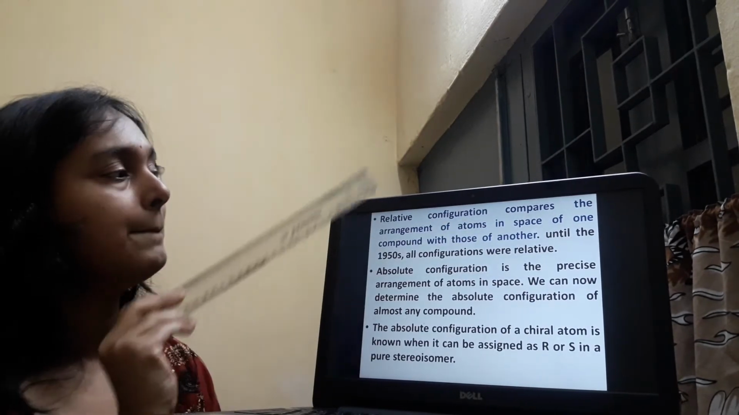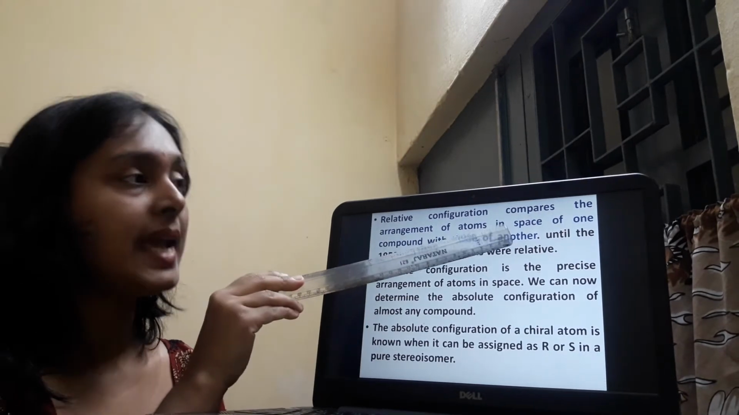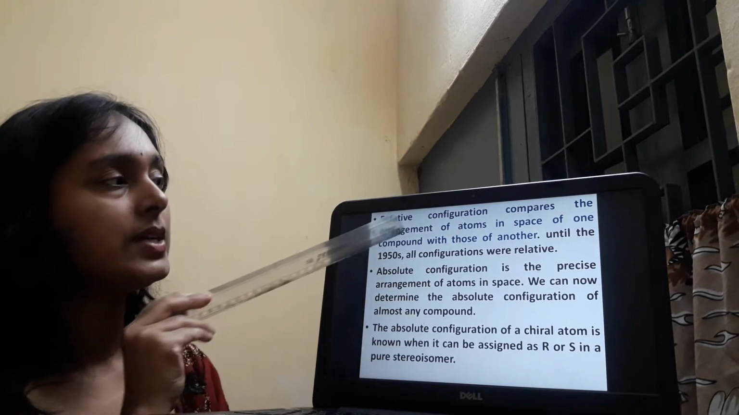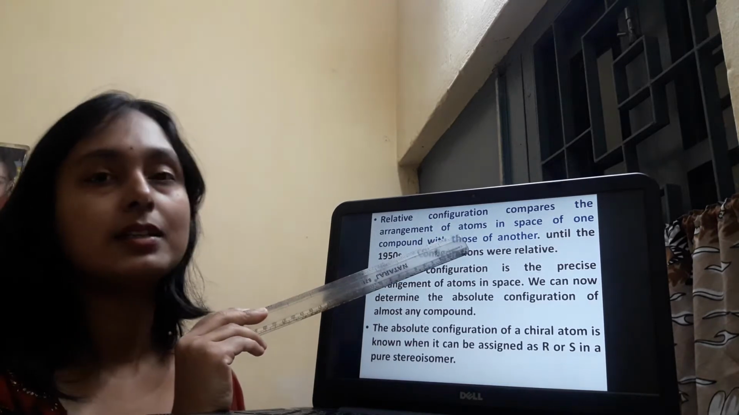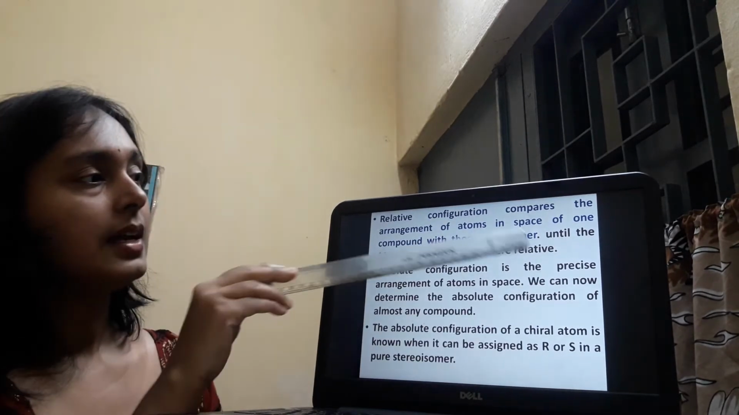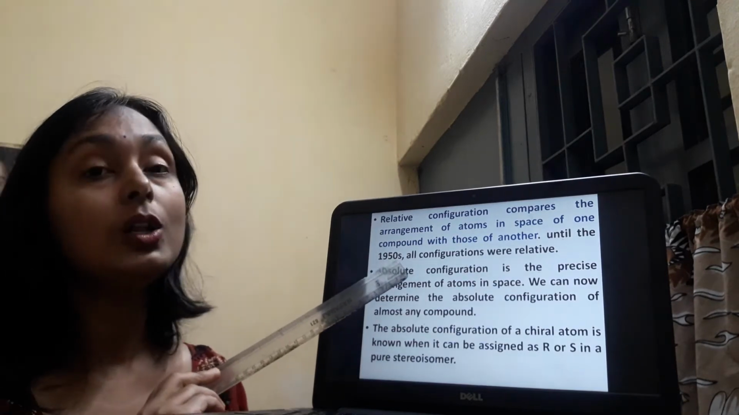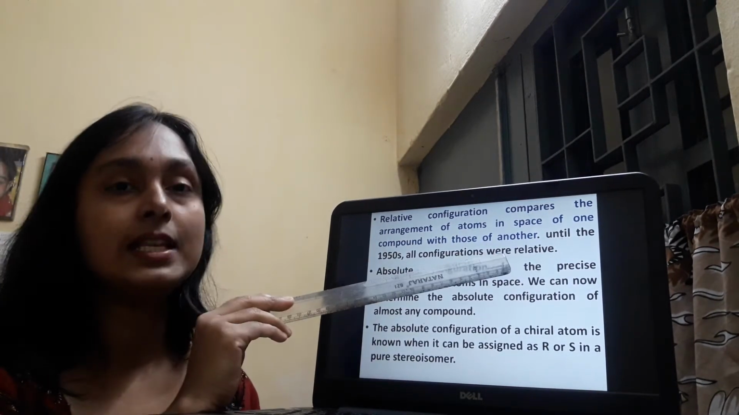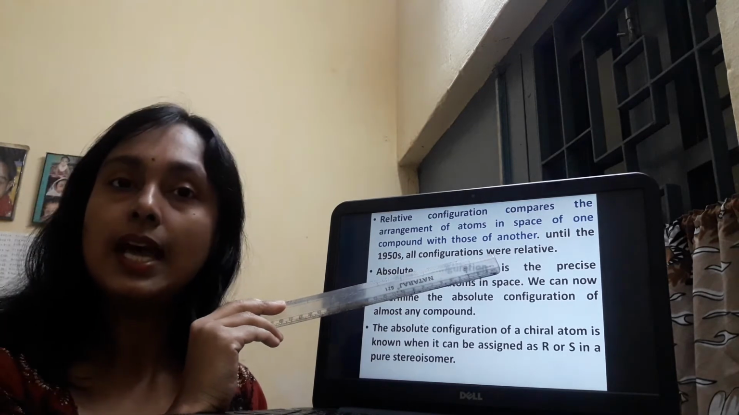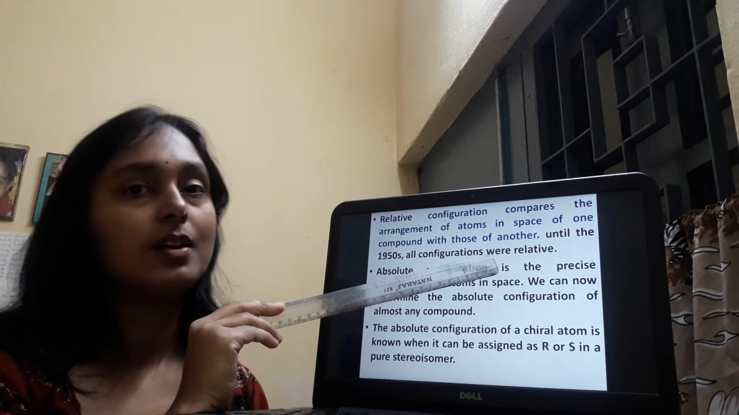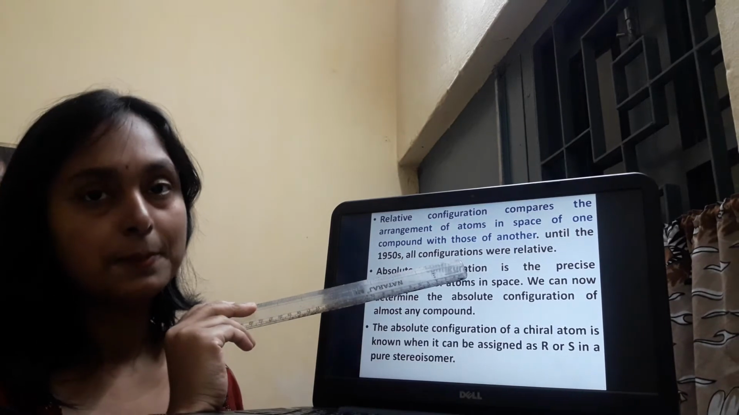Relative configuration compares the arrangement of atoms in space of one compound with those of the other. So there is a comparison between the arrangement of atoms in space, right? And until the 1950s, all configurations were relative configurations. Before that, the absolute configuration was a little bit unknown.